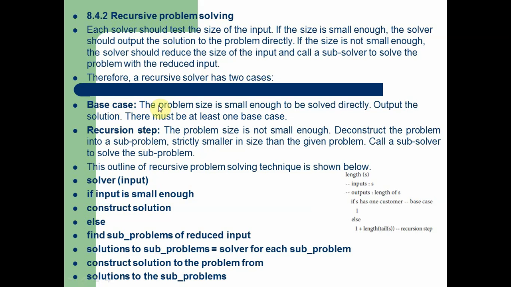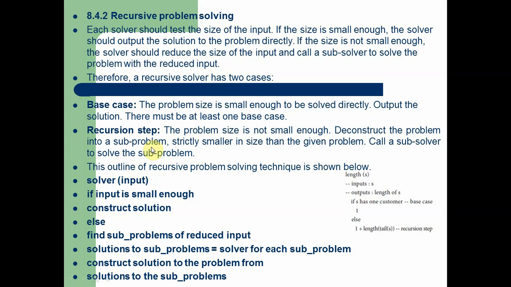One is the base case, where the problem size is small enough. That means even the counter person is able to directly solve that problem without asking the other solvers. The second case is where the problem size is not small, so we deconstruct the problem into subproblems.